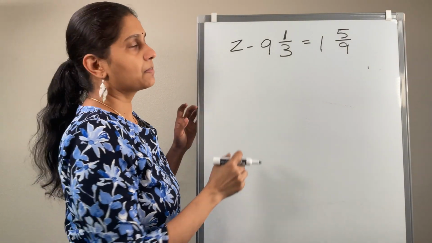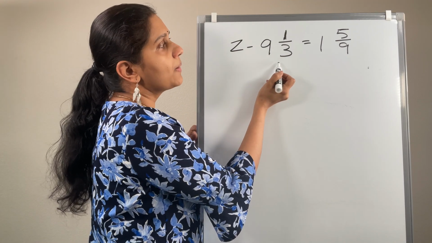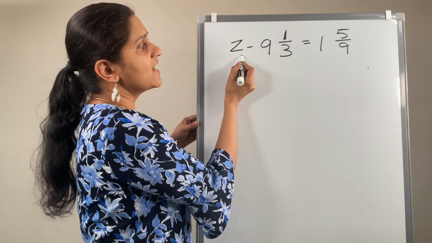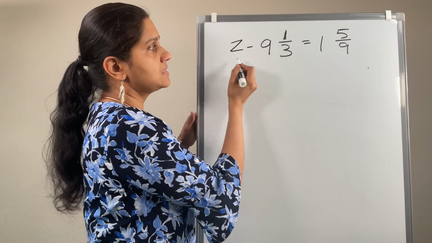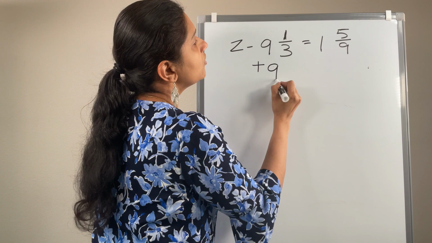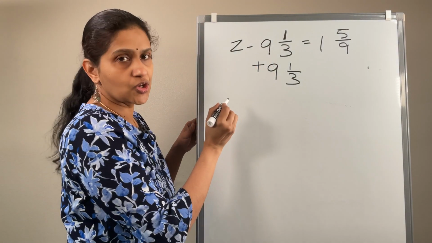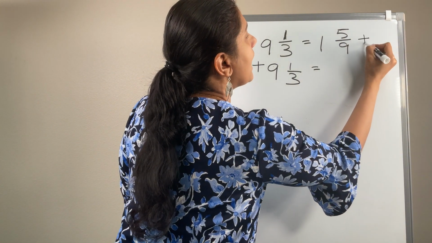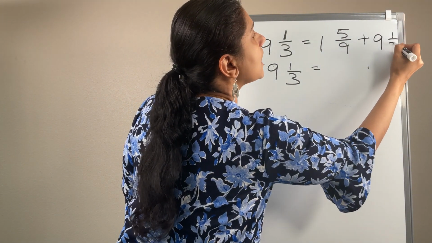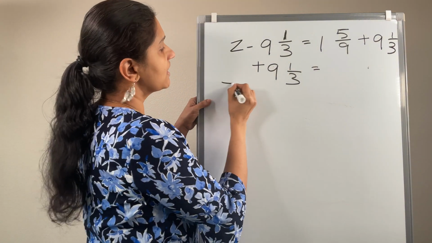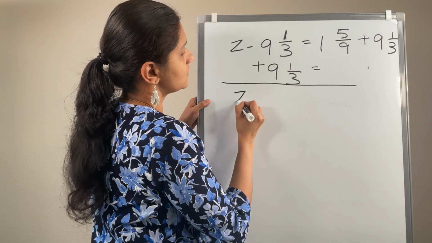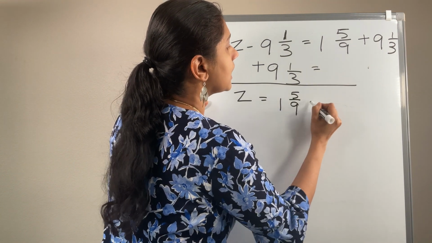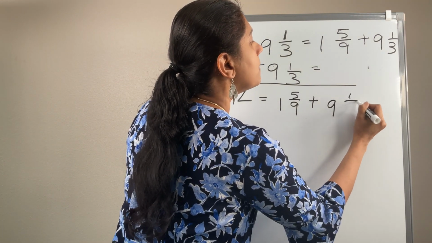Consider the next example, z minus 9 1 by 3 equals 1 5 by 9. That is a mixed number. So to isolate the variable z, we have to add 9 1 by 3, which is the inverse operation. So when you add 9 1 by 3 here, you have to add the same number on the right side also. So the variable z will get isolated. That is equal to 1 5 by 9 plus 9 1 by 3.